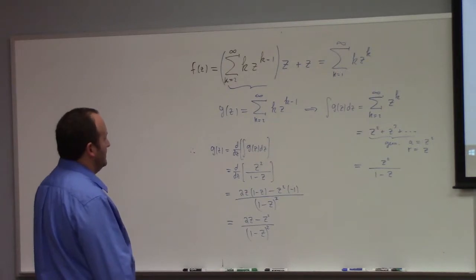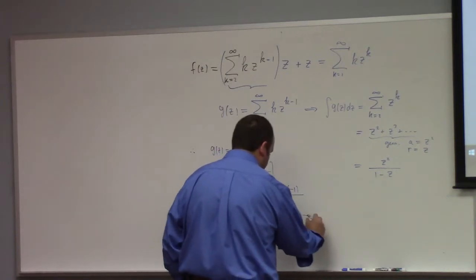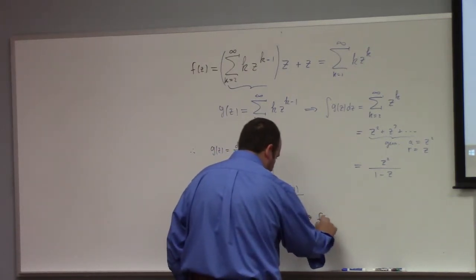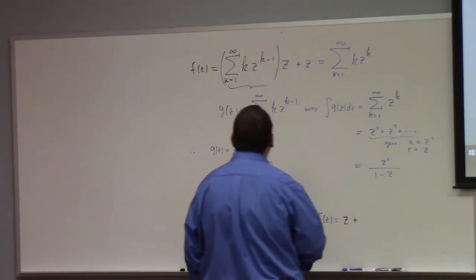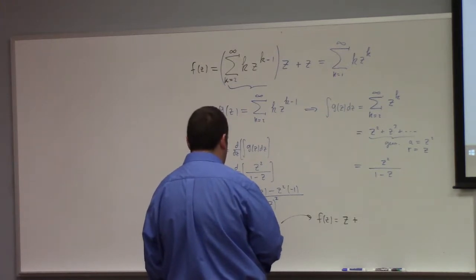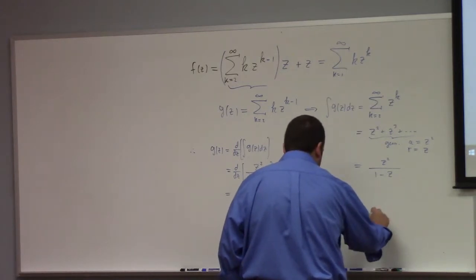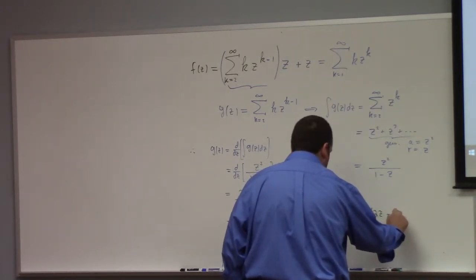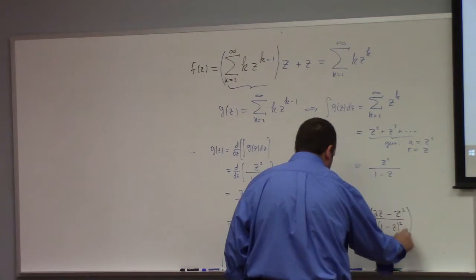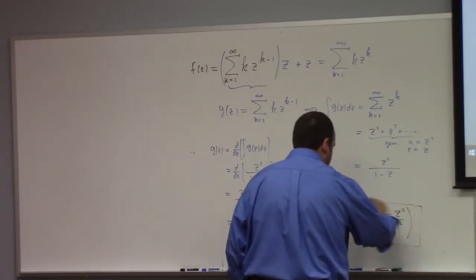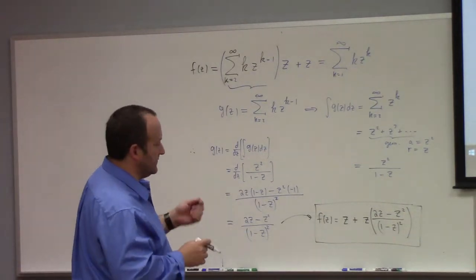So then I can go back and plug that in, and I think that does it. So I got f of z. I'll write the z first: z plus z times g of z, where g of z is 2z minus z squared over 1 minus z quantity squared. Now it's not clean yet, but you could clean it up and make it prettier looking, but that's a rational function.